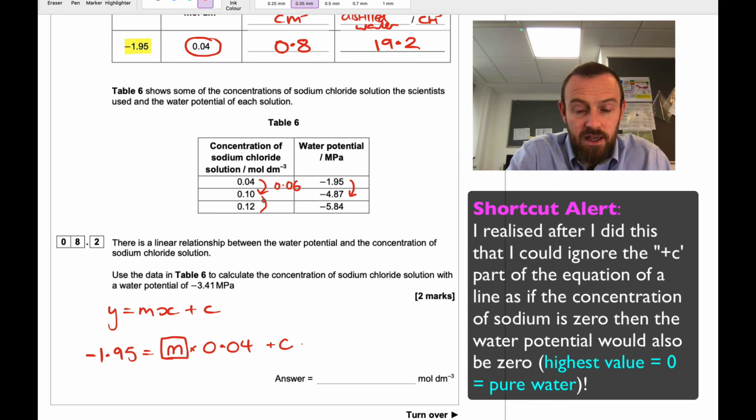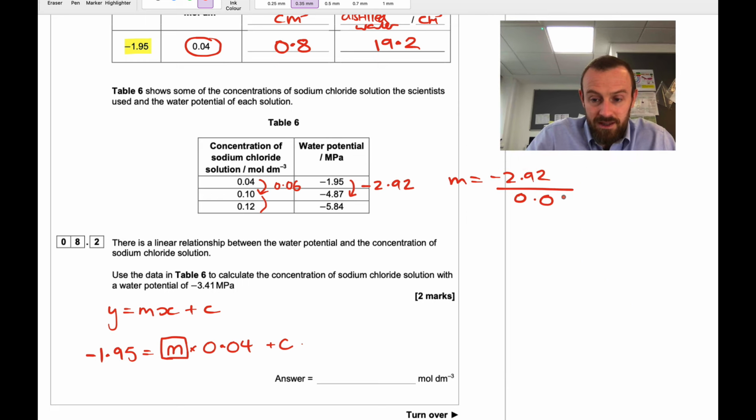We do 4.87 minus 1.95. Oh, hang on a minute, I went wrong. 4.87 minus 1.95 equals 2.92. So the drop here is minus 2.92. So then m is equal to minus 2.92 divided by 0.06, which is equal to 48.67.